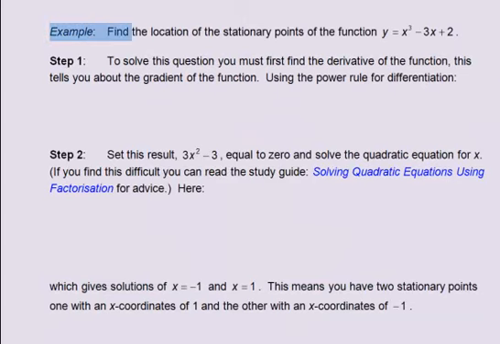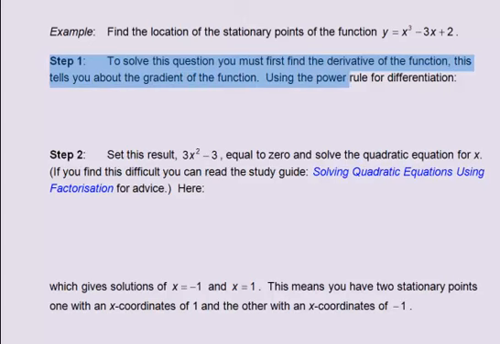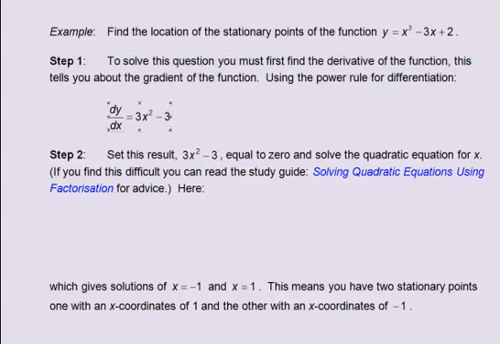Example: find the location of the stationary points of the function y equals x cubed minus 3x plus 2. Step 1. To solve this question, you must find the first derivative of the function. This tells you about the gradient of the function. Using the power rule for differentiation, dy by dx equals 3x squared minus 3.